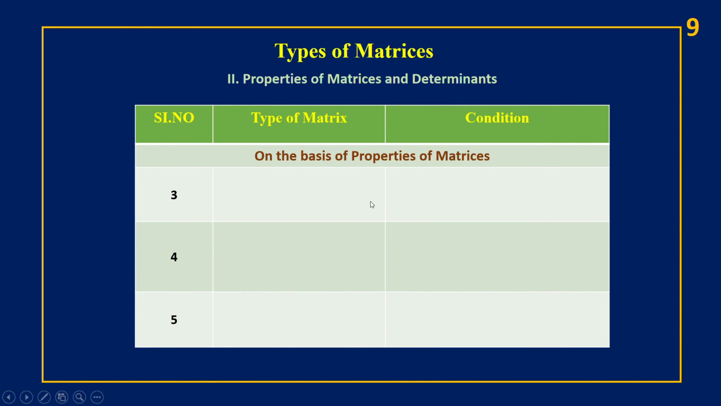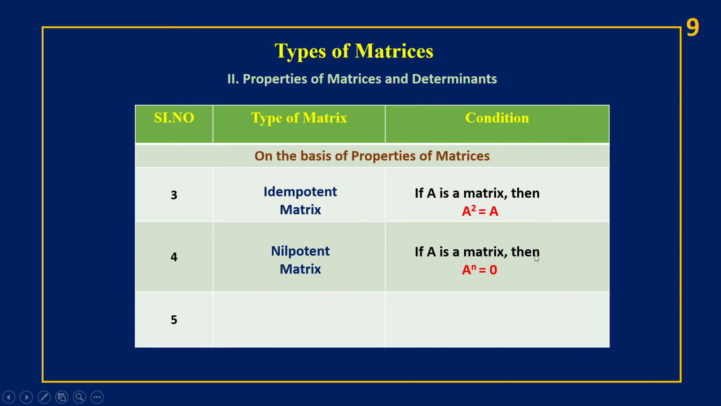Then the third classification is the idempotent matrix. The condition for the idempotent matrix is that A square should be equal to the original matrix. And the nilpotent matrix: if A is a matrix, then A power n equals 0, where n is the least positive integer. And the involutory matrix is a matrix where A square equals I, the identity matrix. The square of the original matrix should be equal to the identity matrix.